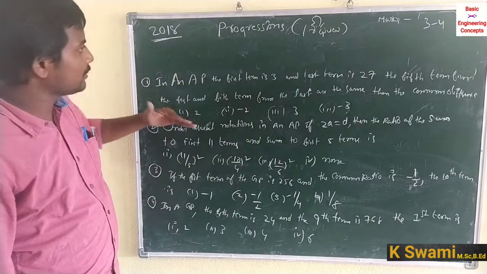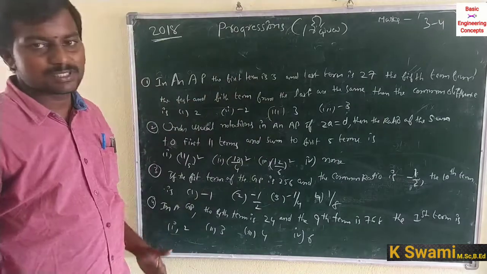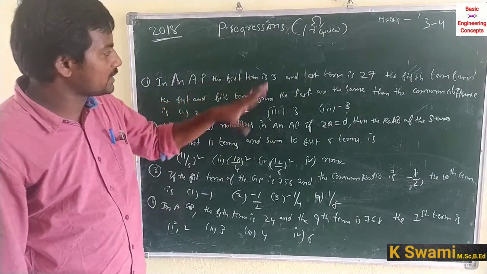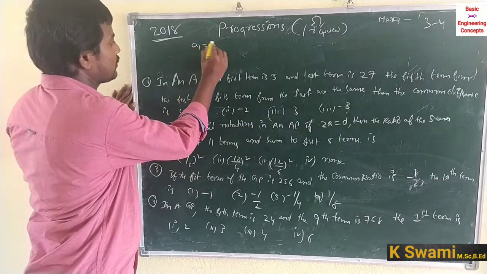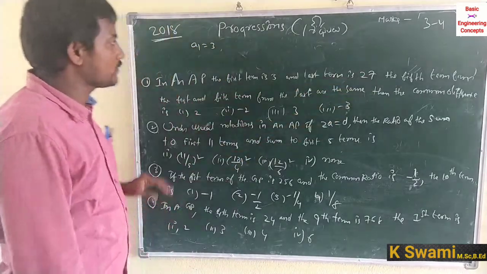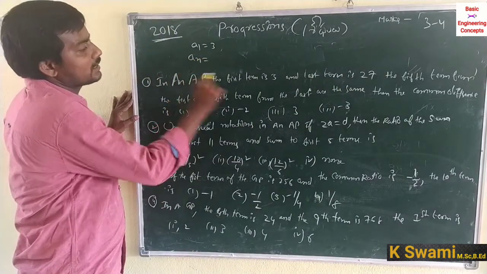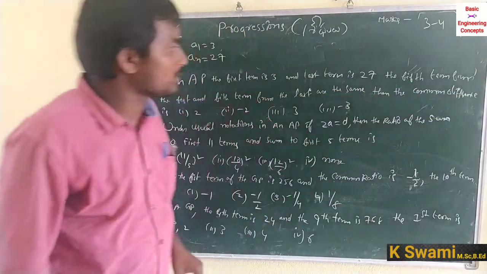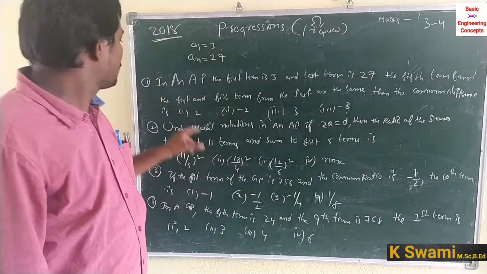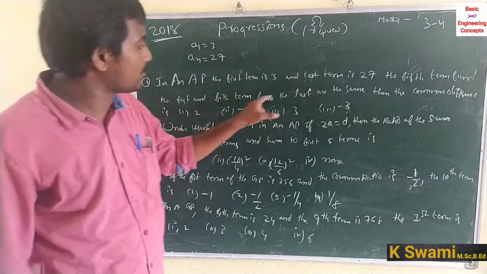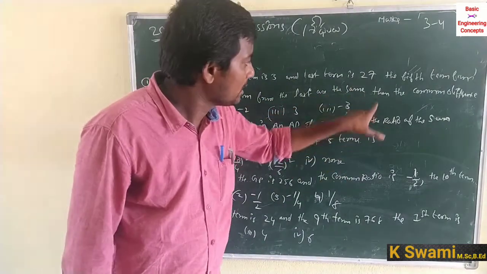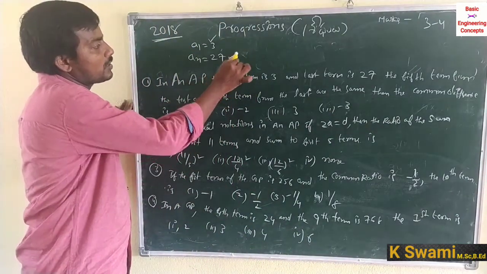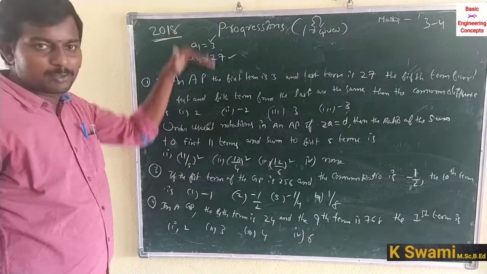సో 2008 నుండి మనకి ప్రోగ్రెషన్స్ నుండి 4 క్వశ్చన్స్ ఇవ్వడం జరిగింది అనమాట. ఒకసారి డిస్కస్ చేసుకుందాం. In an AP the first term is 3, so A1 is equal to 3, and the last term is 27, means AN is equal to 27. The fifth term from the first and the fifth term from the last are the same. Then the common difference is, so first term 3 and last term 27, so both are multiples of 3.